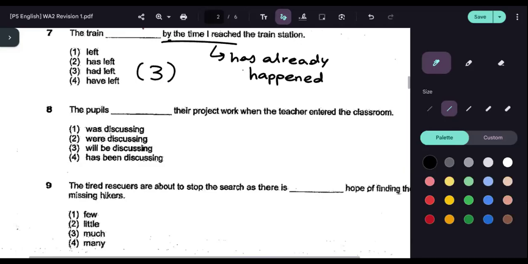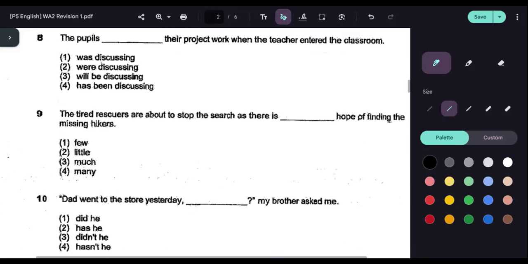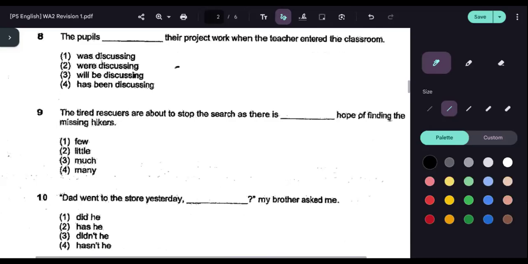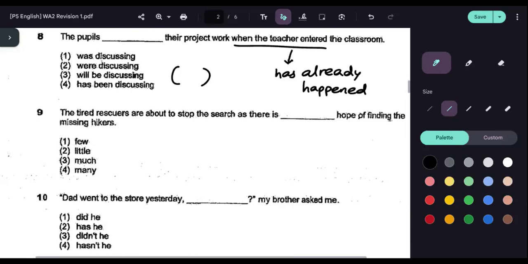Alright, let's go on to the next one. The pupils blanked their project work when the teacher entered the classroom. Okay, when the teacher entered means has already happened. So will be is out, has been is also out. Okay, the pupils, because pupils are plural, so you will use were discussing their project work.